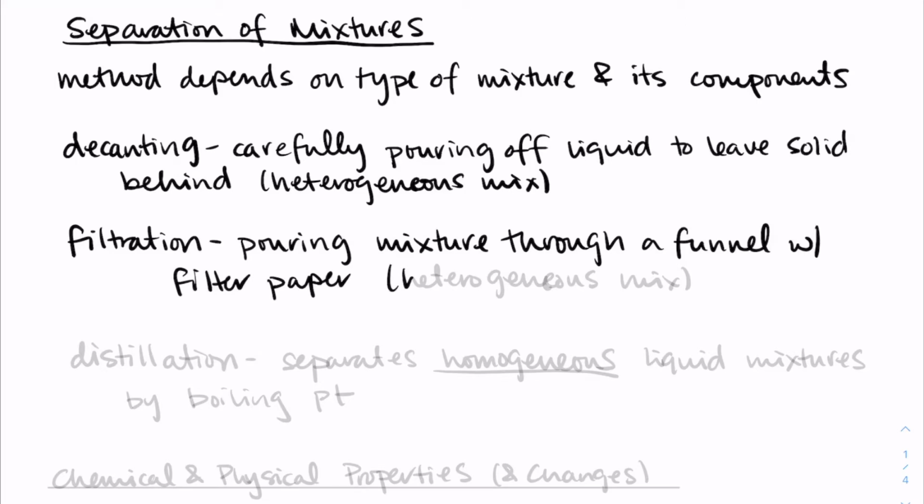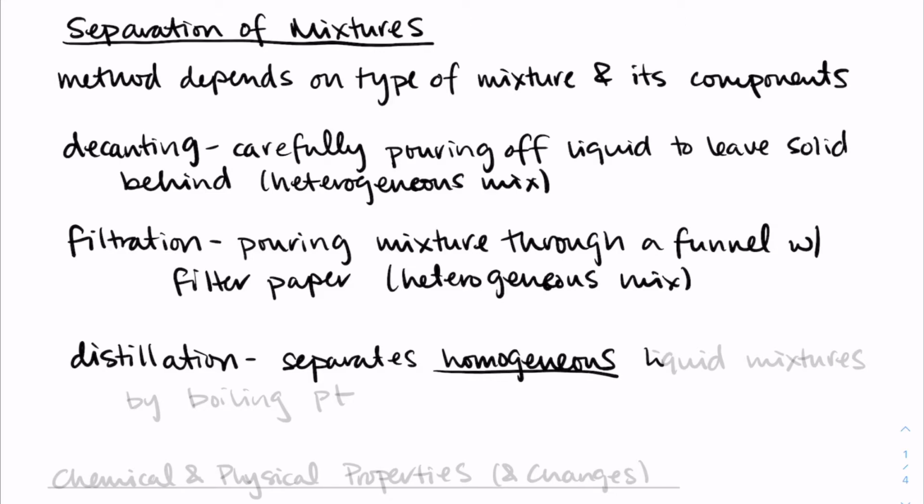Distillation separates homogeneous liquid mixtures by boiling point. So when you distill something, remember for a mixture that the properties are not uniform throughout. So if you mixed, let's just say, water and rubbing alcohol, they're two different chemical compounds, but if you were to pour them both into the same container, you would not be able to tell them apart. It's not going to form a layer. They're just going to mix really well.